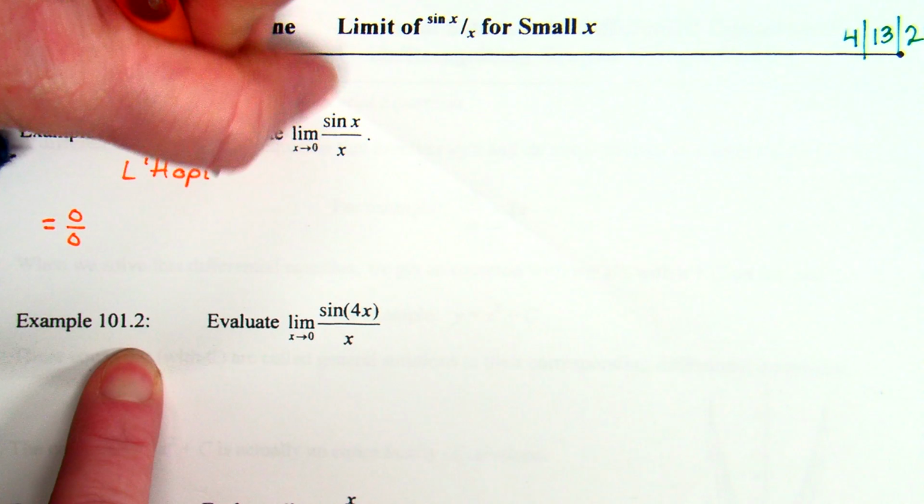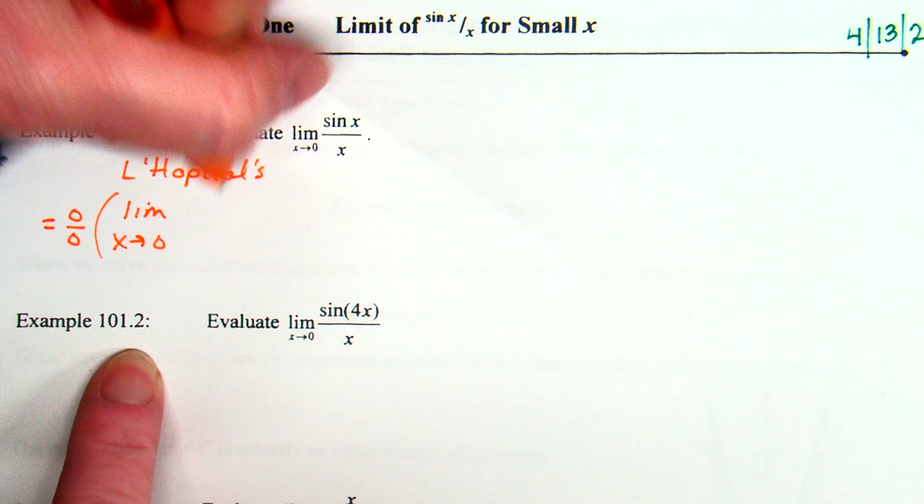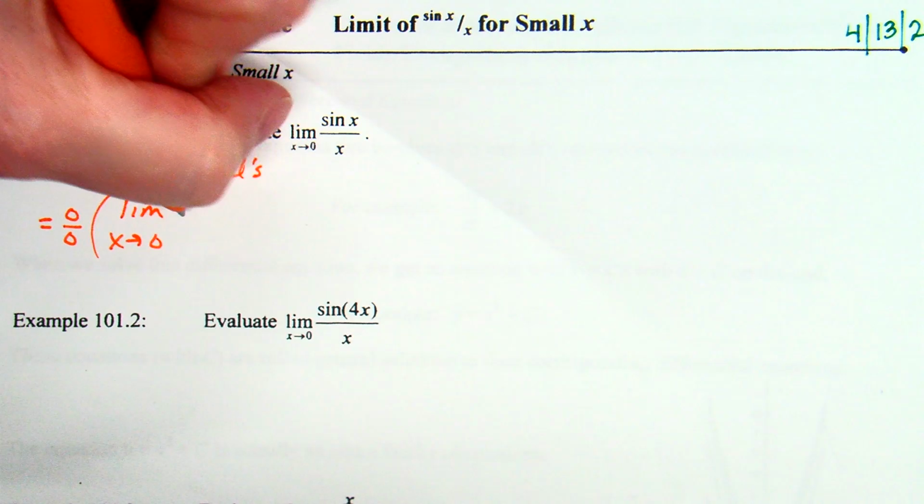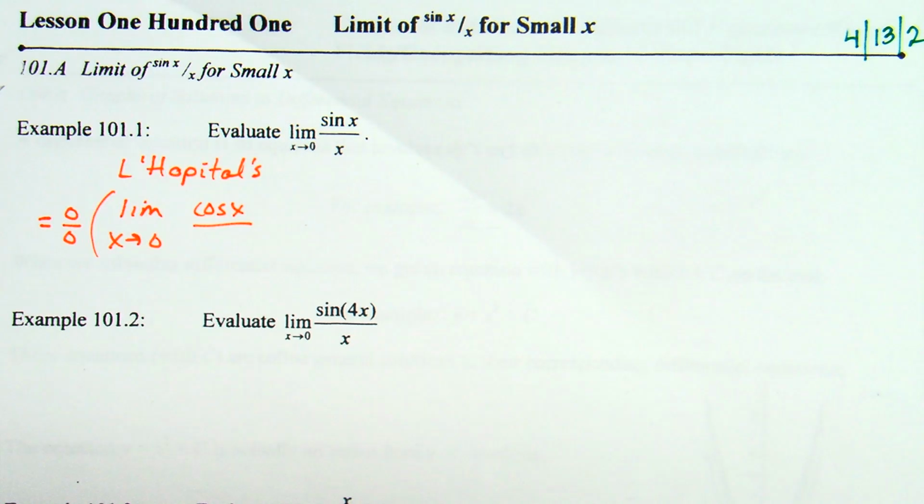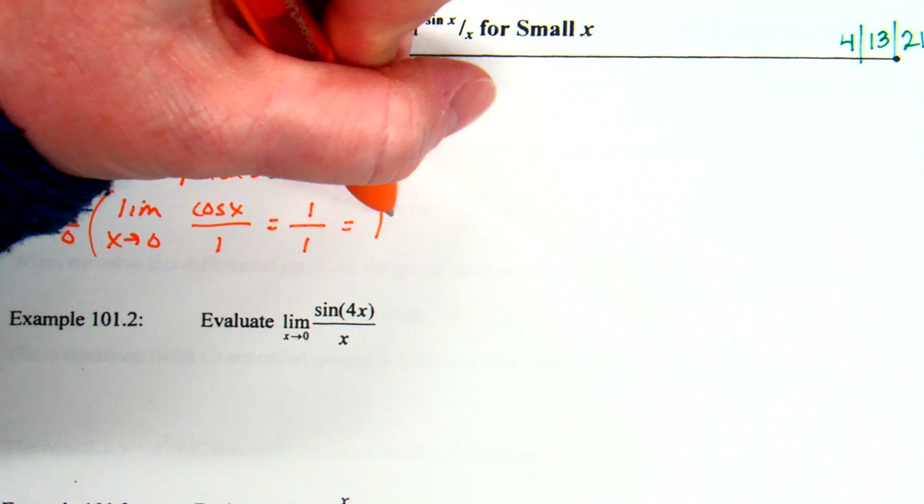And L'Hopital's rule says the limit as x approaches 0, and then what do we do? We take the derivative of the top. What's the derivative of sine x? Cosine x. Over the derivative of the denominator, derivative of x is 1. So what's the cosine of 0? 1. Over 1. And what's 1 over 1? Equals 1. So according to L'Hopital's, the limit as x approaches 0 of sine x over x is 1.